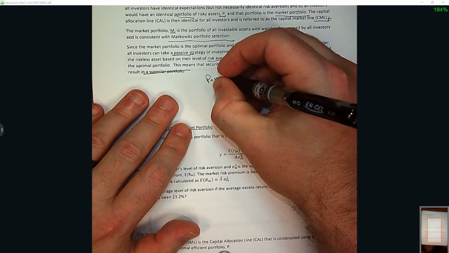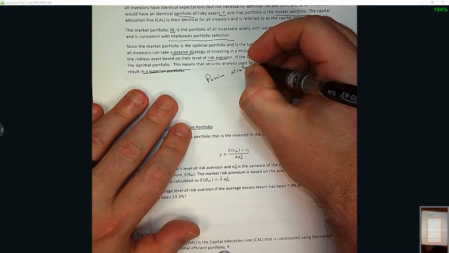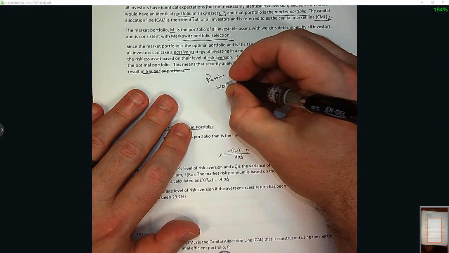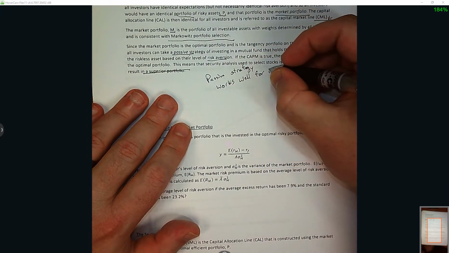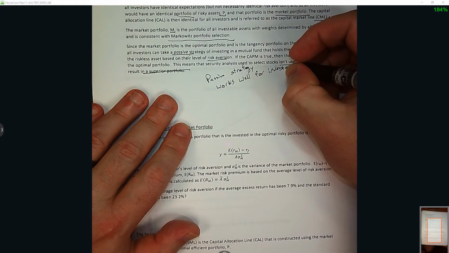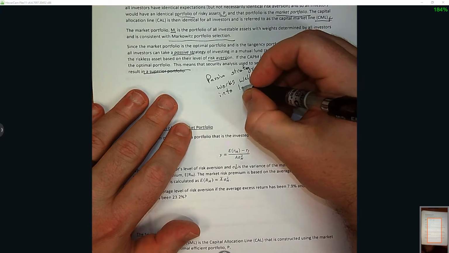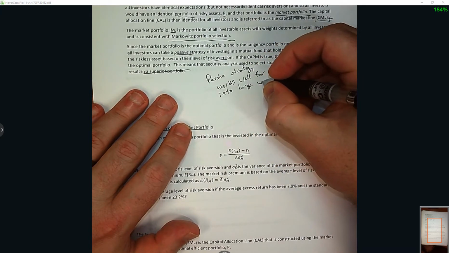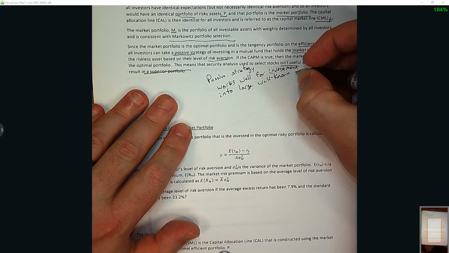That passive strategy works well for investment into large, well-known firms. And we're going to get into this idea later on when we talk about the assumptions of the CAPM.